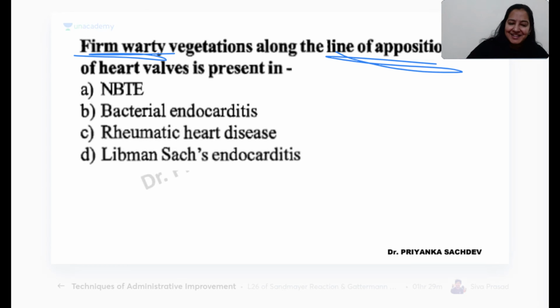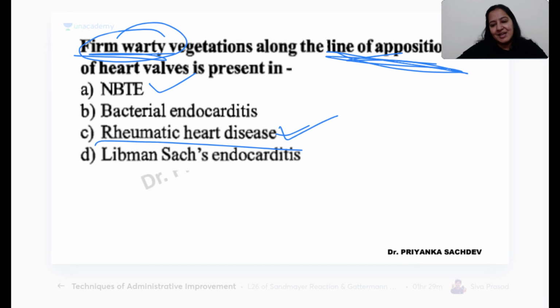So correct answer here is C. The correct answer here is rheumatic heart disease. Now, line of opposition means line of separation, line of junction, line of closure. Line of closure पे 2 होते हैं. एक rheumatic heart disease और दूसरा NBT. Both of them are present along the line of closure. But among these 2, firm and warty vegetations are rheumatic heart disease. So correct answer here is C.